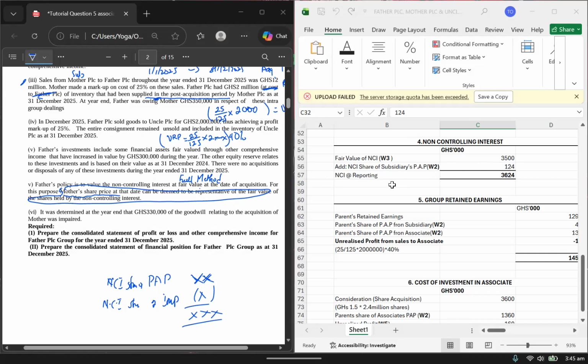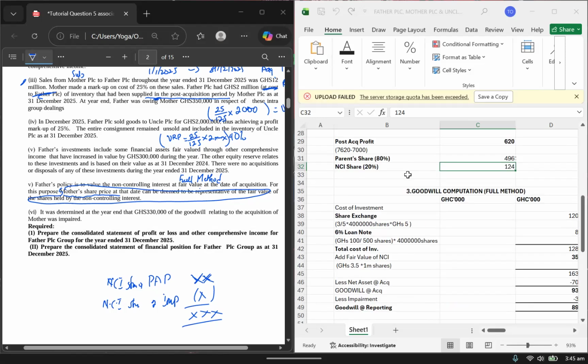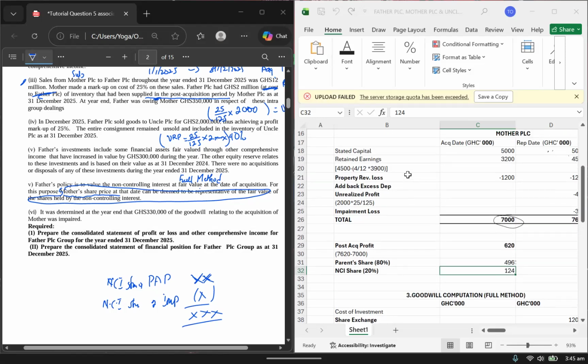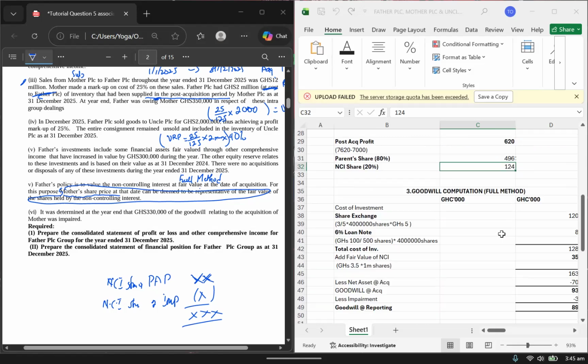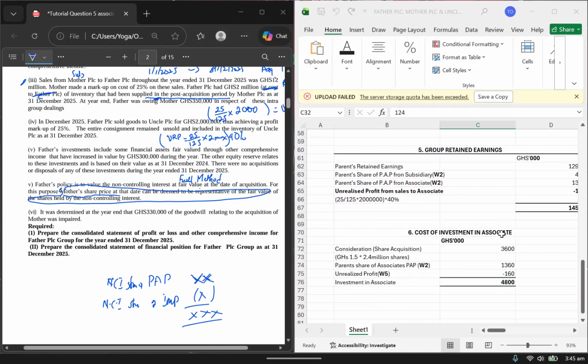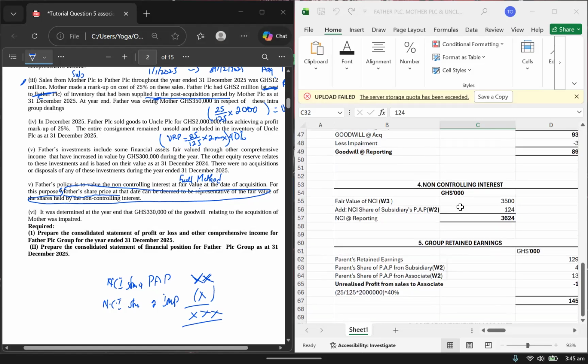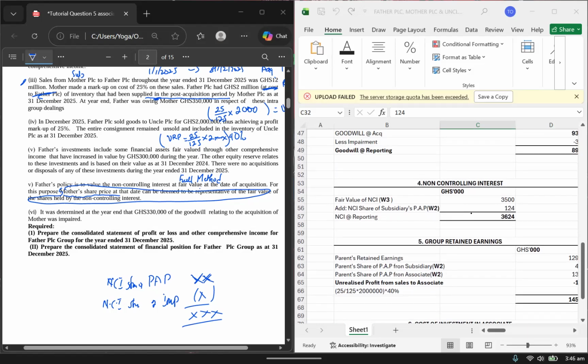Now, we didn't bring the impairment here because I've treated it here in the net assets. So it has already been factored into this post-acquisition profit, and I shared the post-acquisition profit. The portion of the impairment that should have been sent towards the group retained earnings, why do we subtract it? It has already been subtracted from this post-acquisition profit.